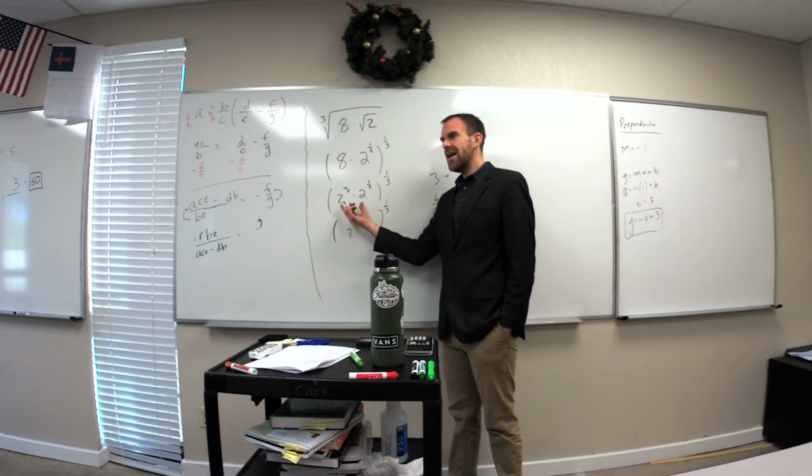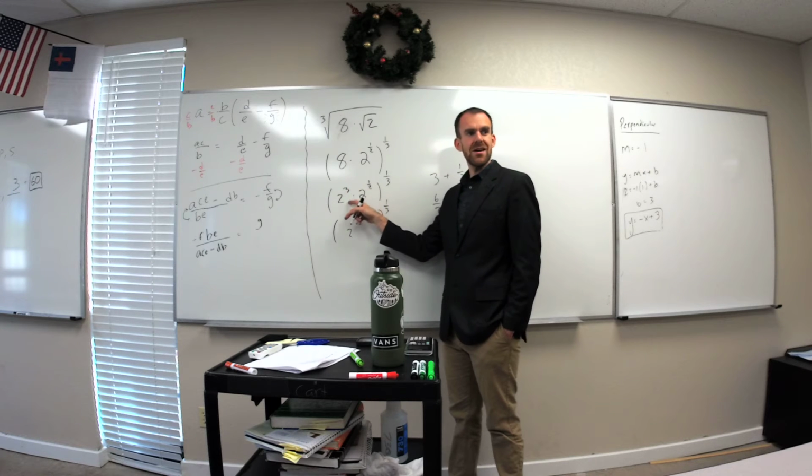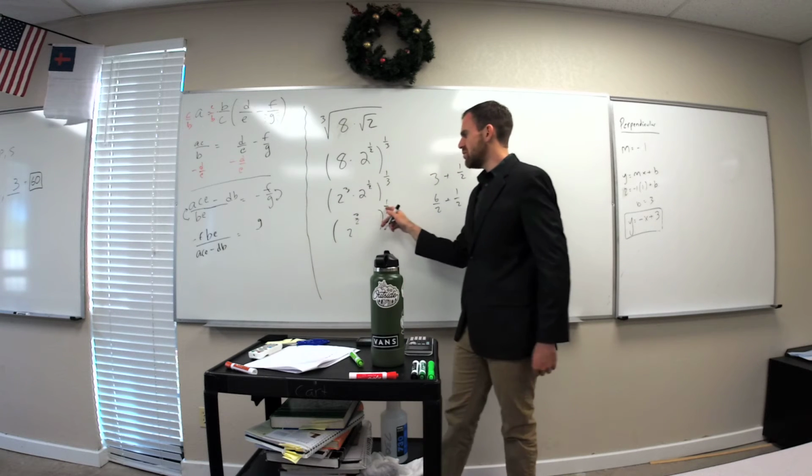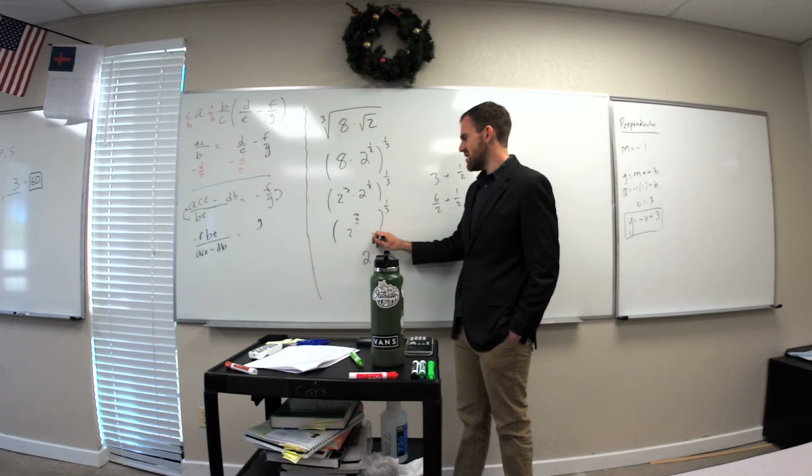Now, when you have the base here like this, you add the powers because you have 2 to a power times 2 to a power. But when it's in parentheses to a power, you multiply. So this is 2 to the 7/6. And that's your answer.